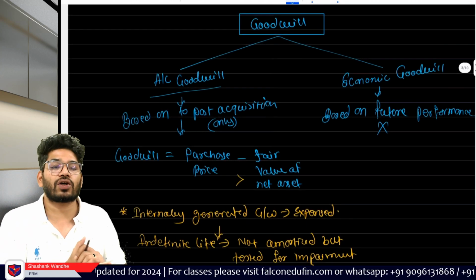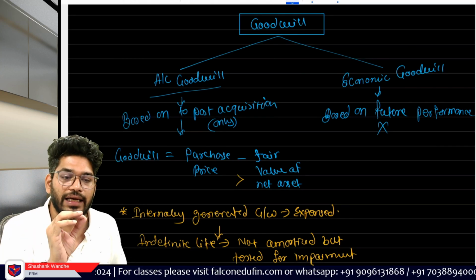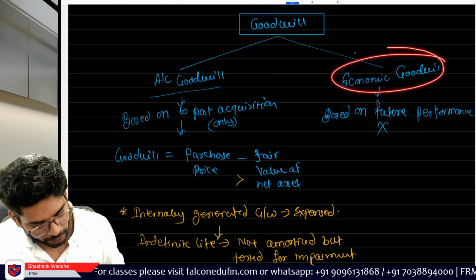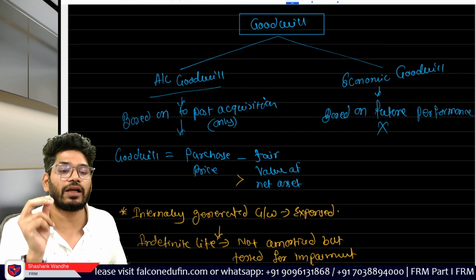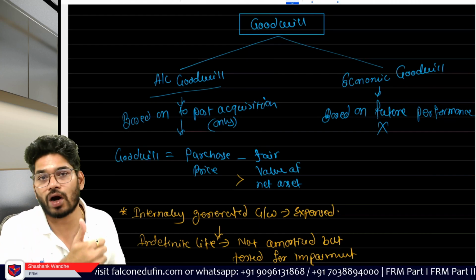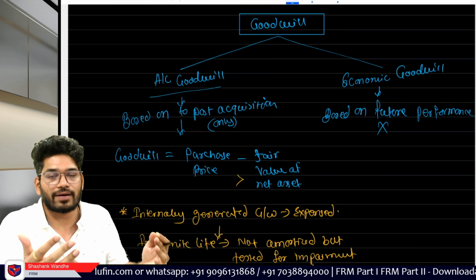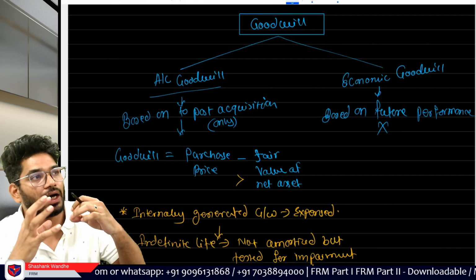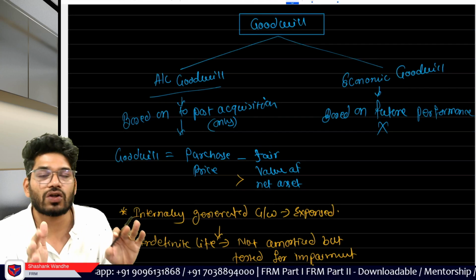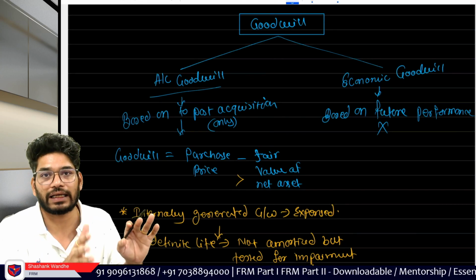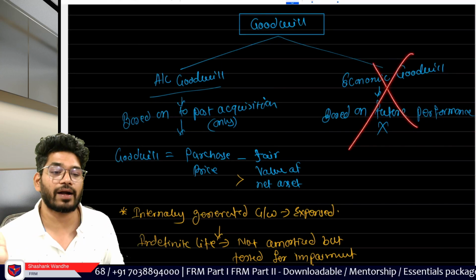Now, the next discussion is on goodwill. Now we have two types of goodwill. First is the accounting goodwill and second is the economic goodwill. Let's finish the economic goodwill first because we have just one point to discuss here. So economic goodwill is goodwill which is based on the future performance. It is not recognized in the balance sheet. Remember this. Economic goodwill is the general term used for the company's future performance, not reflected in the balance sheet. Always remember this. So this particular part is gone.